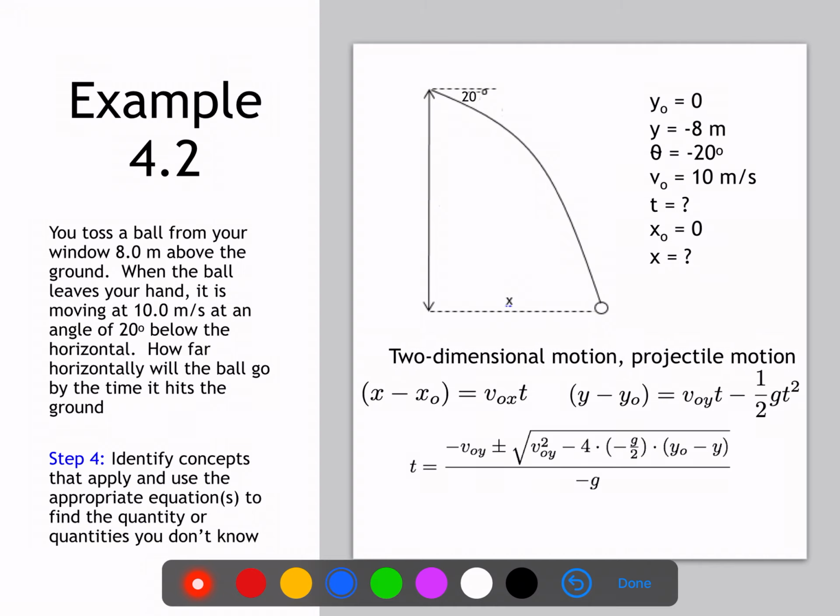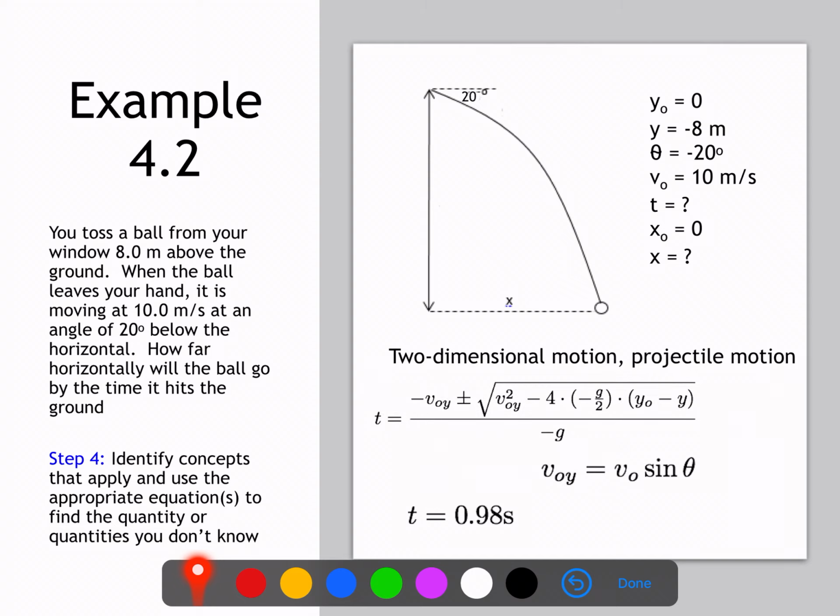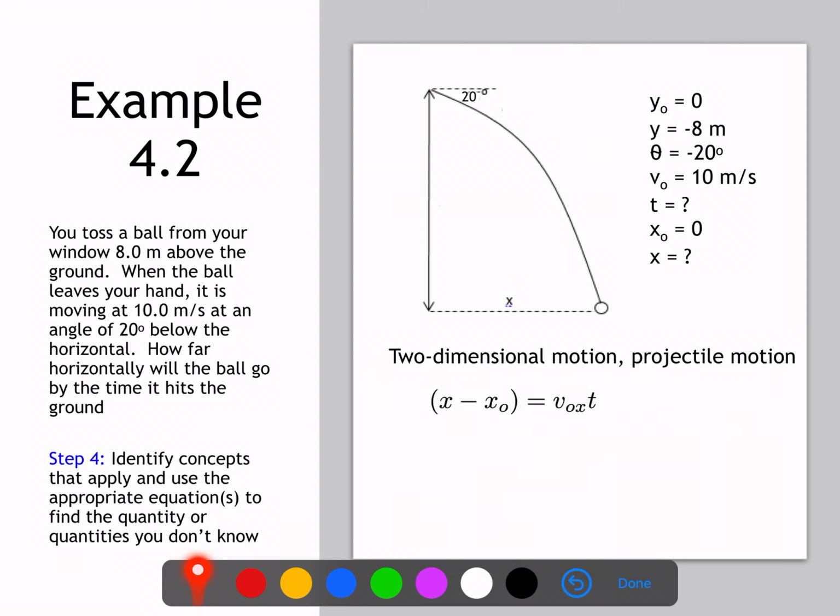Okay, and then I'm going to go about solving this problem in the same way that I solved the person jumping off the cliff, where I'm going to use this equation in conjunction with this equation by first solving for how long it takes the ball to hit the ground and then plugging that into the equation in the horizontal direction so that I can find this distance that the ball went. When I do that, I find a time equal to 0.98 seconds and a distance equal to 9.2 meters.